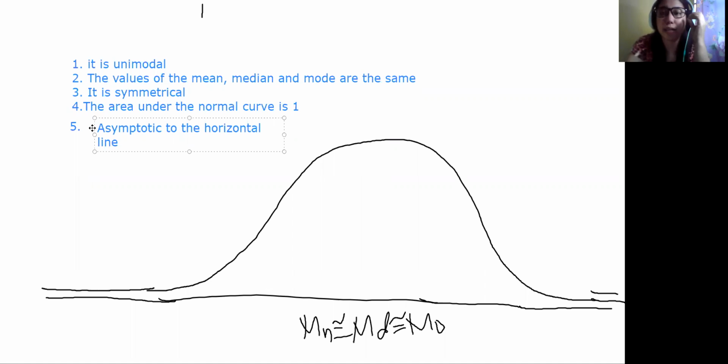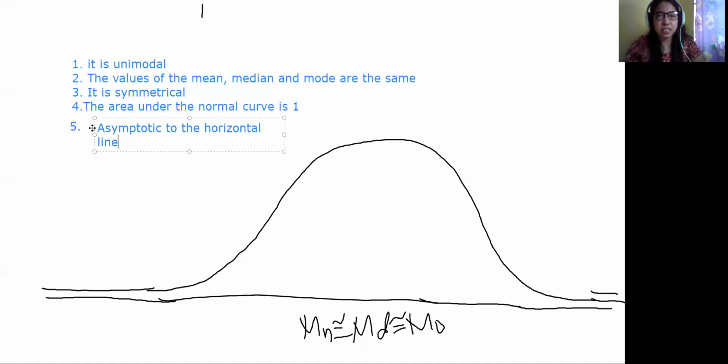So if I extend our curve to the left or to the right side, it will never touch the horizontal line or our x-axis. So these are the five characteristics of our normal curve. Number one, it is unimodal simply because the highest frequency is 1 and it is located at the center. That's why the mode is located at the center.